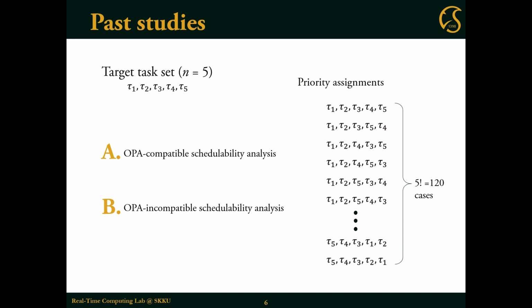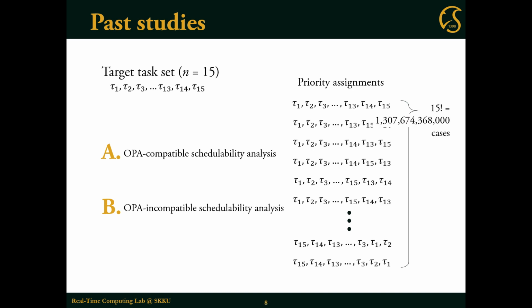So let me clarify this with a simple example. Here we have a task set that consists of 5 tasks, tau 1 through 5. Since the task set only has 5 tasks, it's not an issue to exhaustively go through all 120 cases and find schedulable priority assignments. In such cases, Group B, the OPA-incompatible schedulability analysis, has higher performance than its competitor.